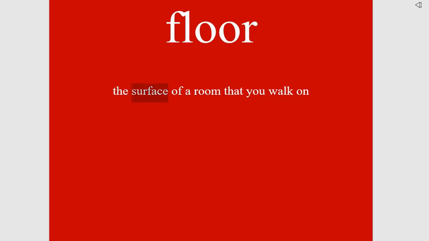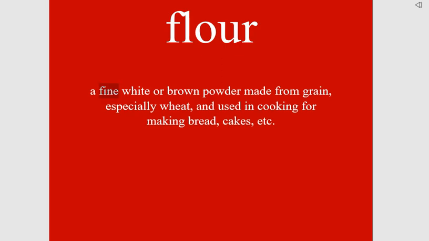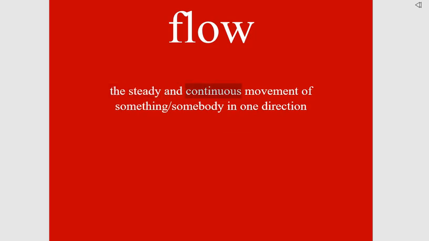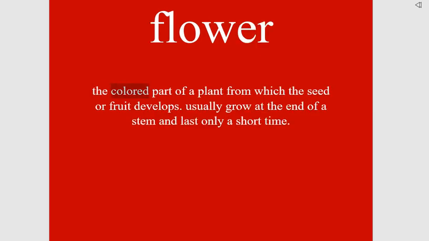Floor. The surface of a room that you walk on. Flour. A fine white or brown powder made from grain, especially wheat, and used in cooking for making bread, cakes, etc. Flow. The steady and continuous movement of something/somebody in one direction. Flower. The colored part of a plant from which the seed or fruit develops. Usually grow at the end of a stem and last only a short time.